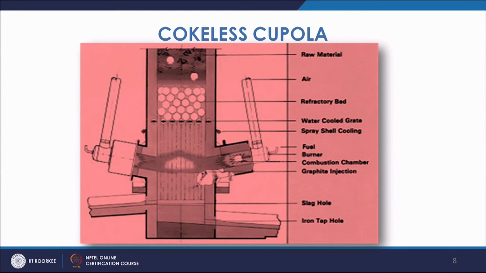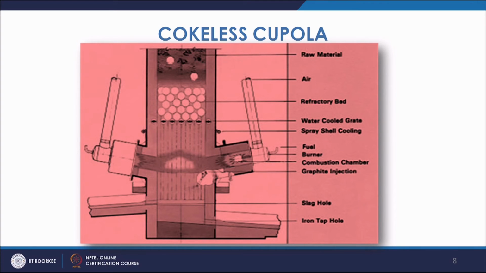In this case, instead of the coke bed, you have a ceramic bed, that is, a refractory bed. Metal after getting melted will pass through these refractory beds and then go into this place from where you can tap the liquid metal, and as you see the slag hole is at the higher level in these cases.